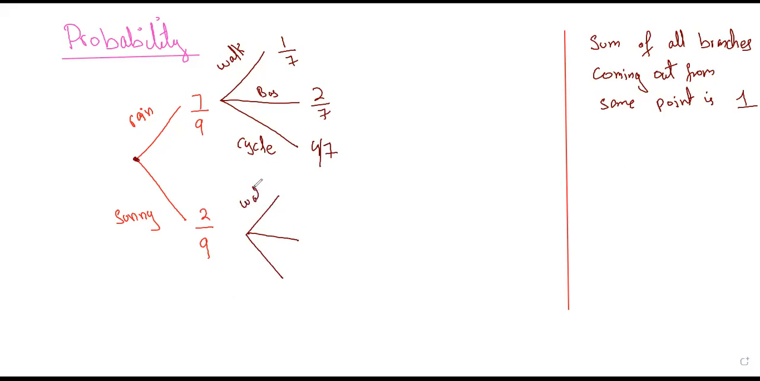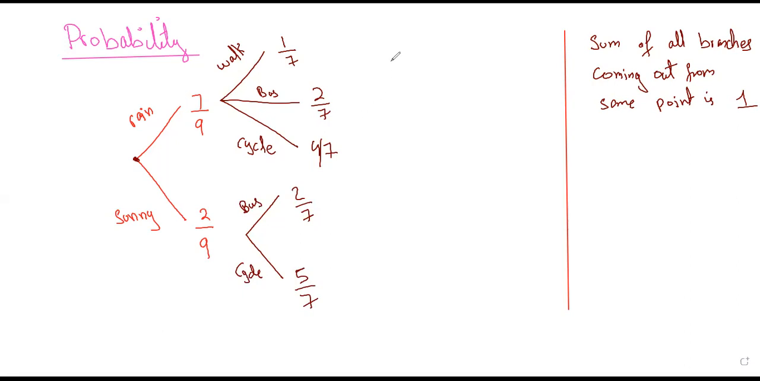And then again for sunny day, we have three scenarios now. Walk. So walk is 2/7. Okay, no, wait, let's change this a bit. Let's say we have two scenarios only. So he's either going by bus or he's going by cycle. And this is 2/7. And let's say this is 5/7. Okay, now I've made the tree diagram for you guys completely. Let's talk about the questions here.